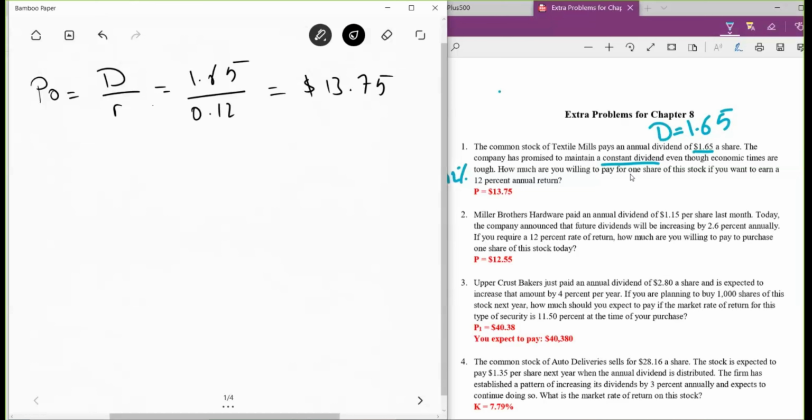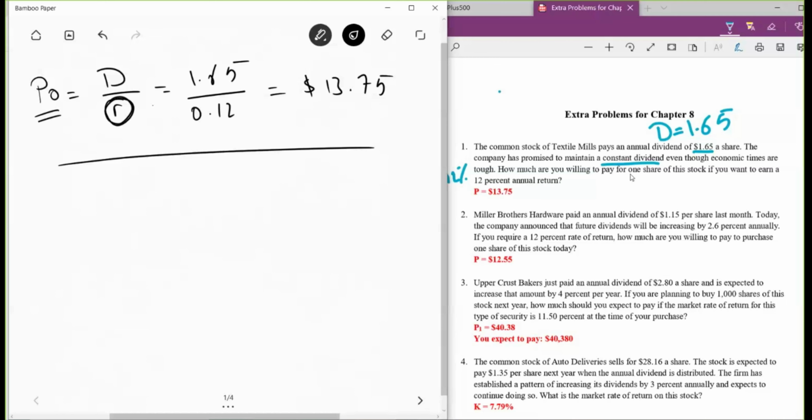Now, for preferred stocks or for any stock with a constant dividend, it won't matter which price we are computing, whether this is the price P0, P1, P2, P4, P5, whatever, they are all going to be equal because I'm using the same dividend. So usually what happens, the only thing that will lead to a change in the price of the preferred stock is if there are changes in the discount rate or the required rate of return.